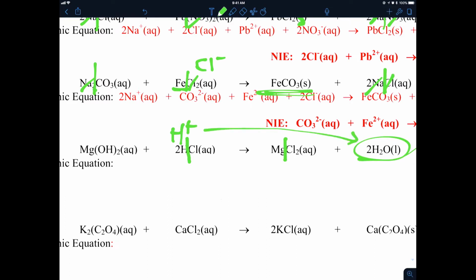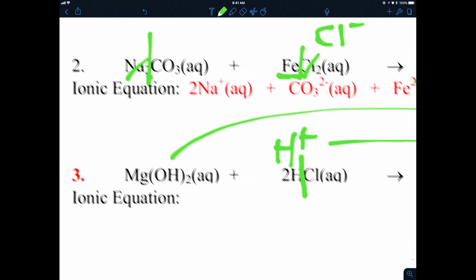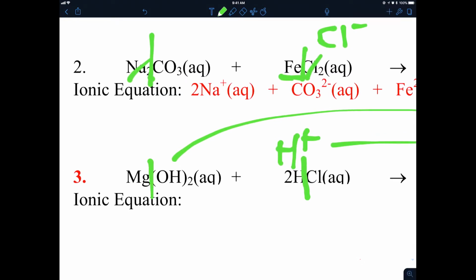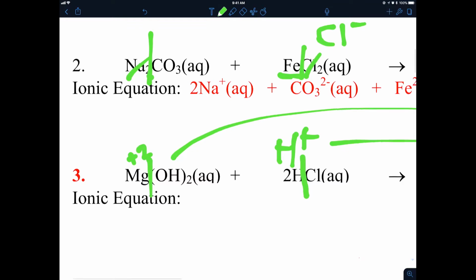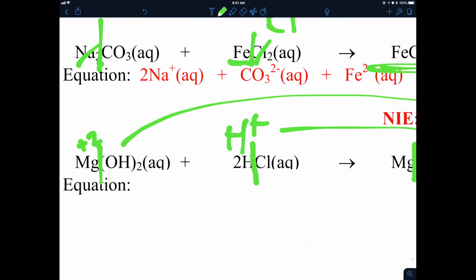And what else is going to be going into that water to make the water water? Well, this OH minus is also going to be going into it, and OH minus plus H plus makes H2O. There you have it. So what does that mean for this guy over here? Well, that means that he must break apart. So Mg plus 2, because the OH is minus 1, and so OH 2 means that it has to add 0.